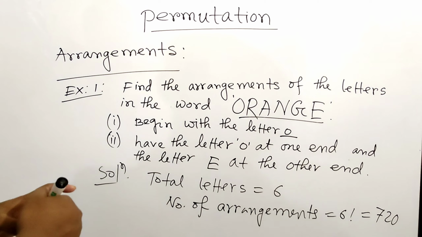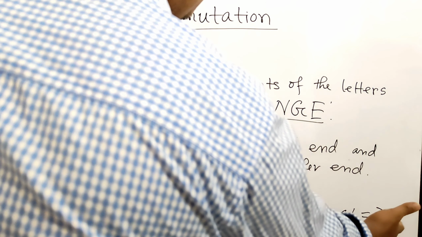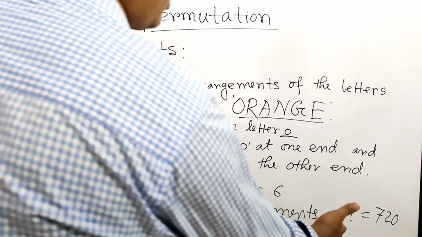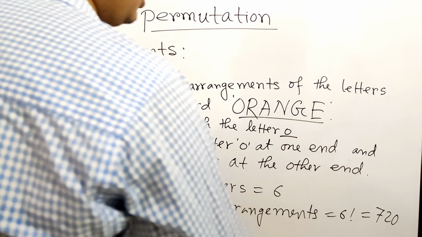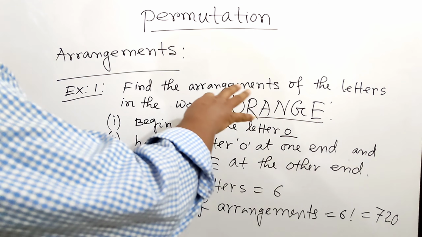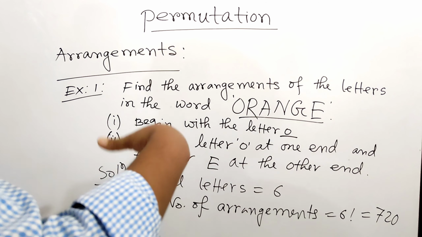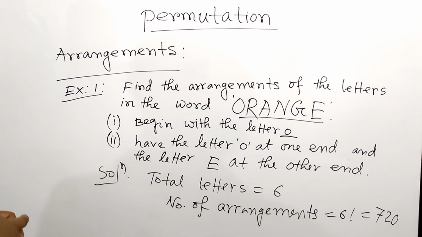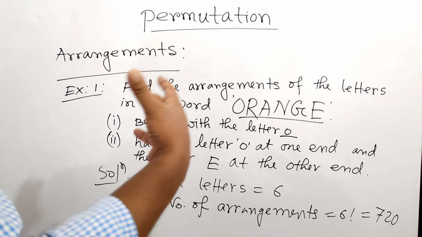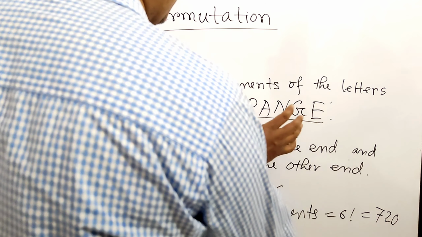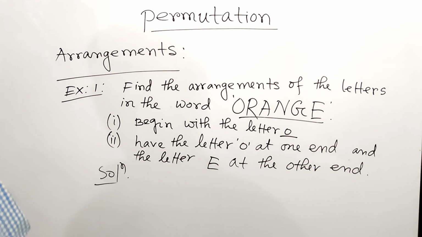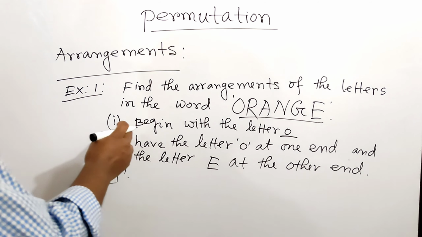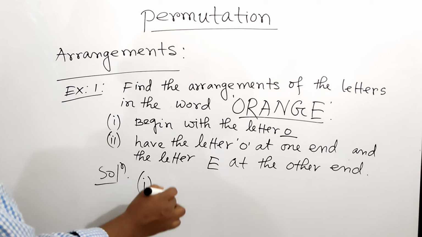That means you can use your calculator, or you can write the multiplication of 6 times 5 times 4 like that, then you will get 720. That means you can arrange these letters in 720 ways. Okay, so in 720 ways you can arrange these letters. So this is our first answer. Okay, so now look at number 1.